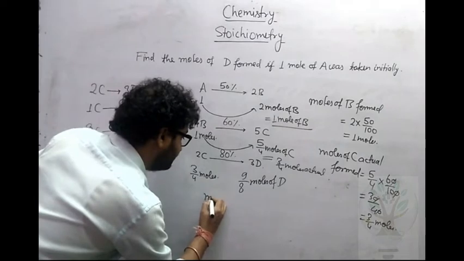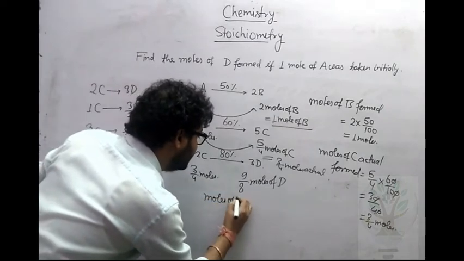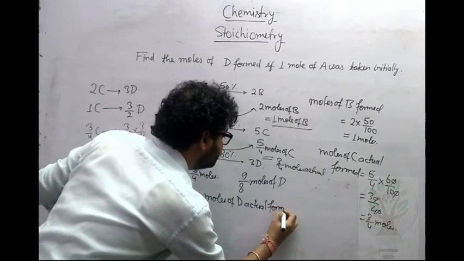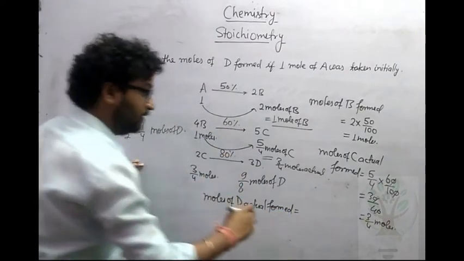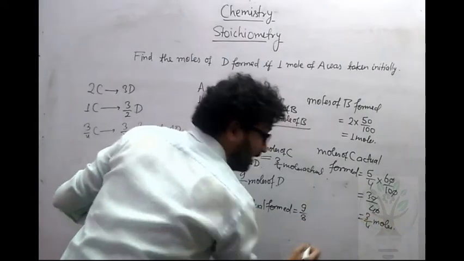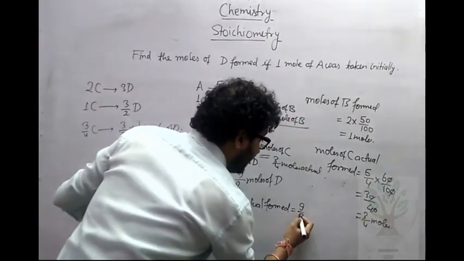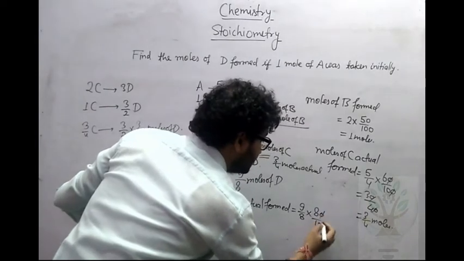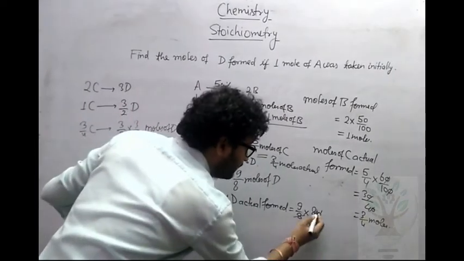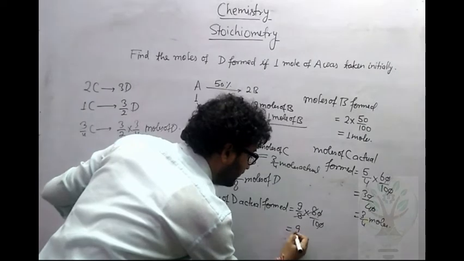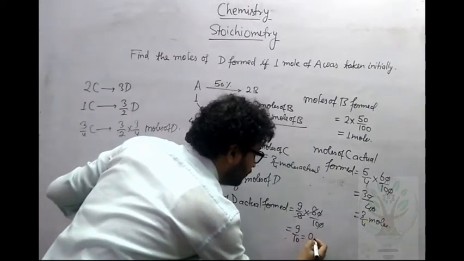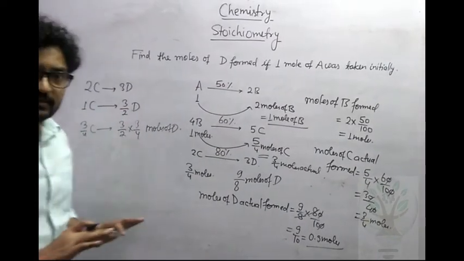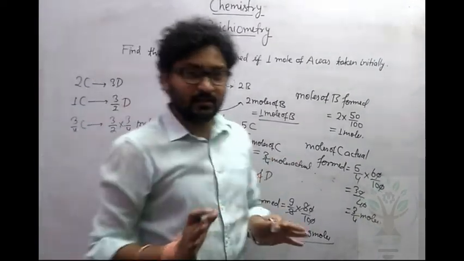So moles of D actual formed equals to how much? It will be 9 by 8. No, it will be 80% of 9 by 8. So see, this got cancelled. This also got cancelled. How much are you getting? You are getting 9 by 10, means you are getting 0.9 moles. I hope this thing is clear to us. Okay, and please pardon the background noise.